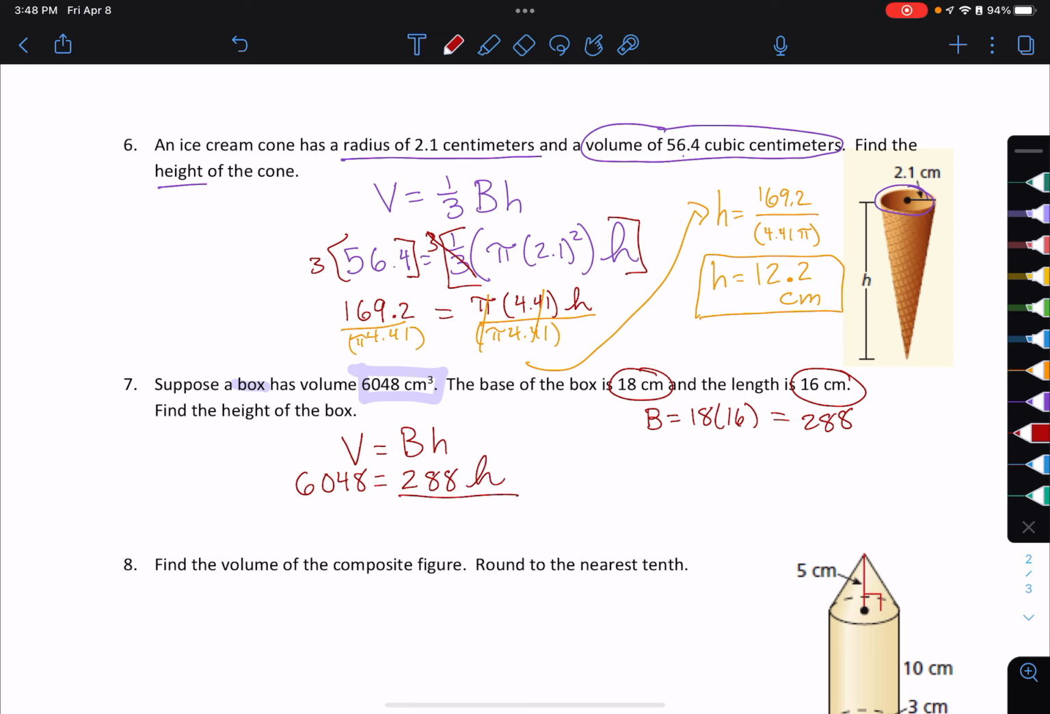So then to find the height, we'll just divide by 288 and get our height. So 6,048 divided by 288 is 21 centimeters.